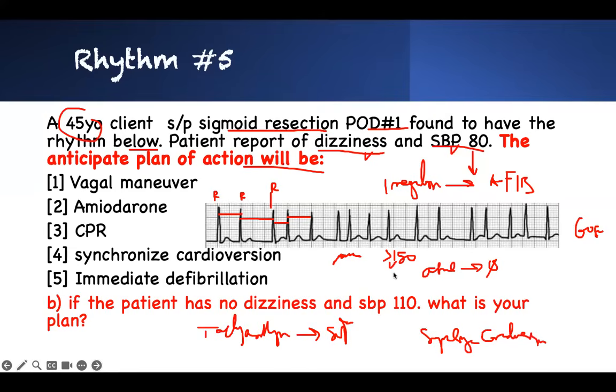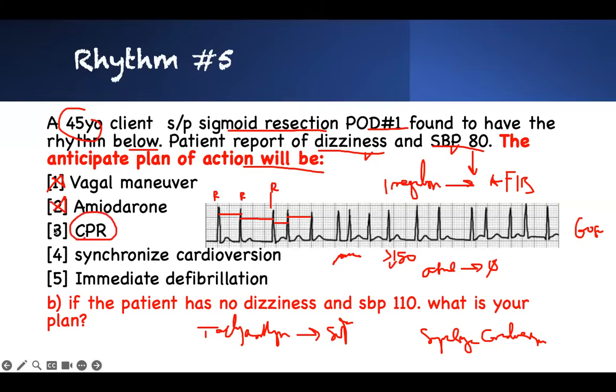And so for this patient, that's what we're going to do. Vagal maneuver is not going to help with this patient with the blood pressure of 80 and dizziness. He has symptoms. It's a tachyarrhythmia. You have to do something. You have no time. So I'm not going to do this. Amiodarone may help, but the patient's blood pressure is 80 and he's dizzy. I need to do something faster. Okay? I need to do something faster. So I'm not going to choose medication.